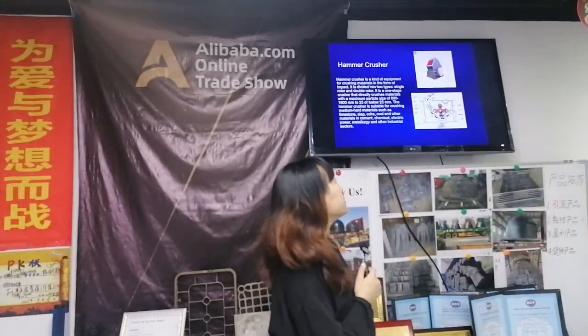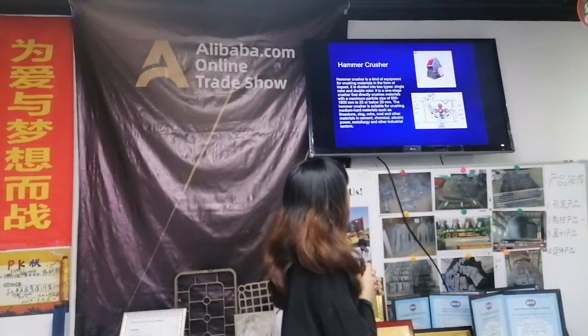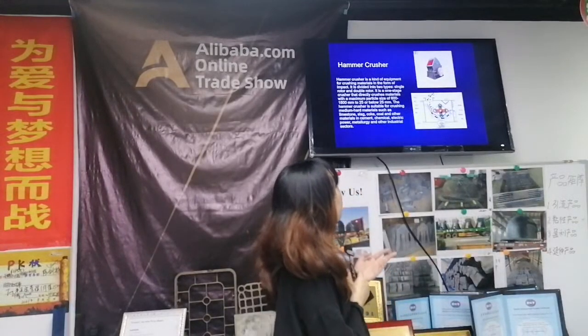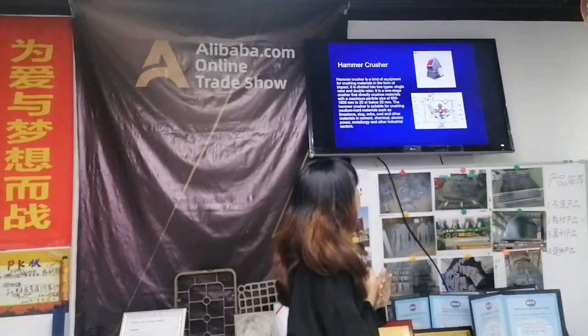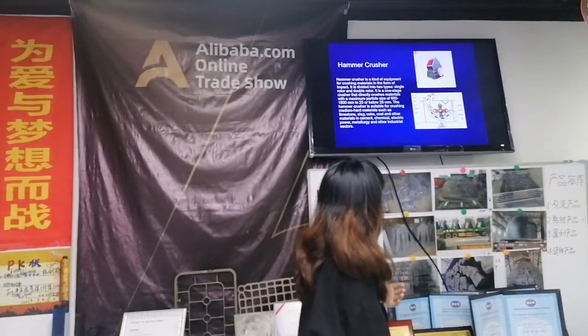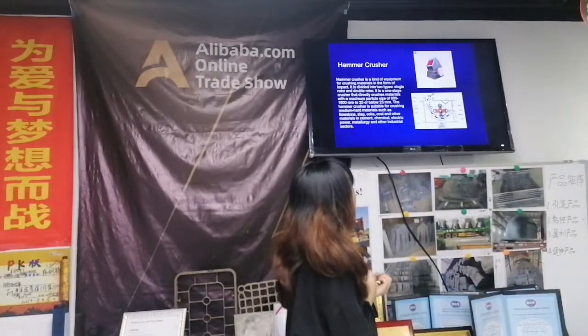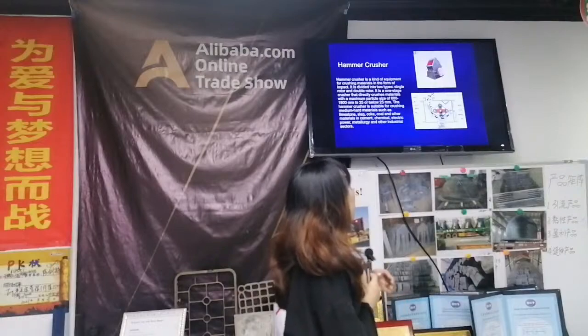So, this is the hammer crusher. There are two pictures about it. A hammer crusher is a kind of equipment for crushing materials in the form of impact. It is divided into two types, the single rotor and the double rotor. It is a one-stage crusher that directly crushes materials with a feeding particle size of 600 to 1,800 millimeters to 25 or below 25 millimeters.